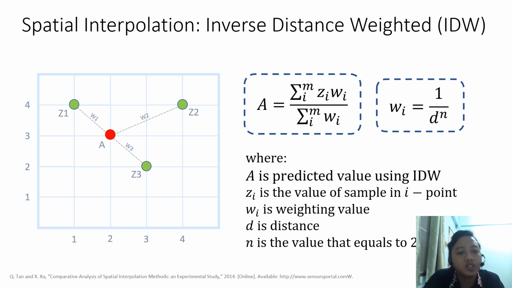Inverse distance weighted (IDW) is a spatial interpolation method that exploits the spatial correlation of the local adjacent reference points to predict a value at an unmeasured location based on known data. For example, we can estimate a value by multiplying z1 with w1, which is obtained from inversing the distance between the green dot z1 and the red dot, z2 with w2, and z3 with w3. The sum of those multiplications is the numerator, divided by the summation of all weights.